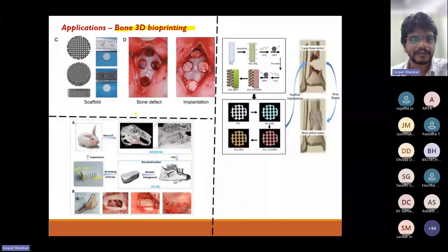Then for bone 3D printing, again, this is a cranial defect in a rabbit model. You can see that these are the defects in the skull, and you can 3D print structures that are basically having the features that are similar to the natural bone, which means that it will have 70% of hydroxyapatite and 30% of collagen. So this can be implanted and you can study them. So this is basically PCL.